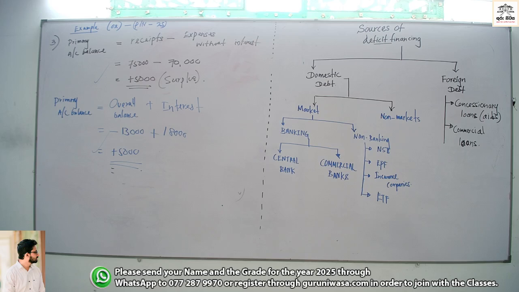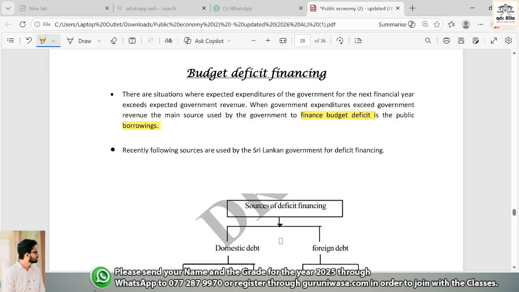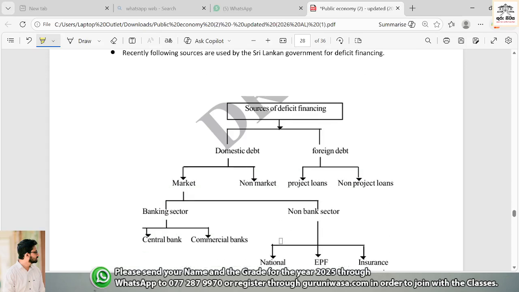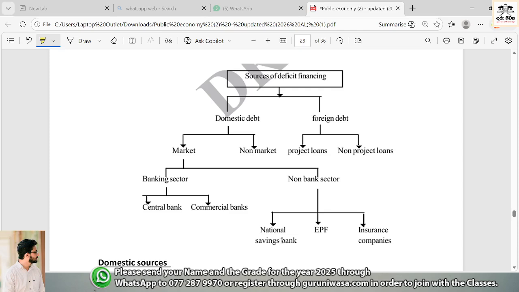That is another story. When it comes to Sri Lanka, we don't have a surplus. Every year we end up with a budget deficit, so we have to finance it. Remember this chart. This is a summary of this chart. You need to have a very clear idea on this chart, budget deficit financing. These are called the sources of budget deficit financing, from where the government can borrow funds.